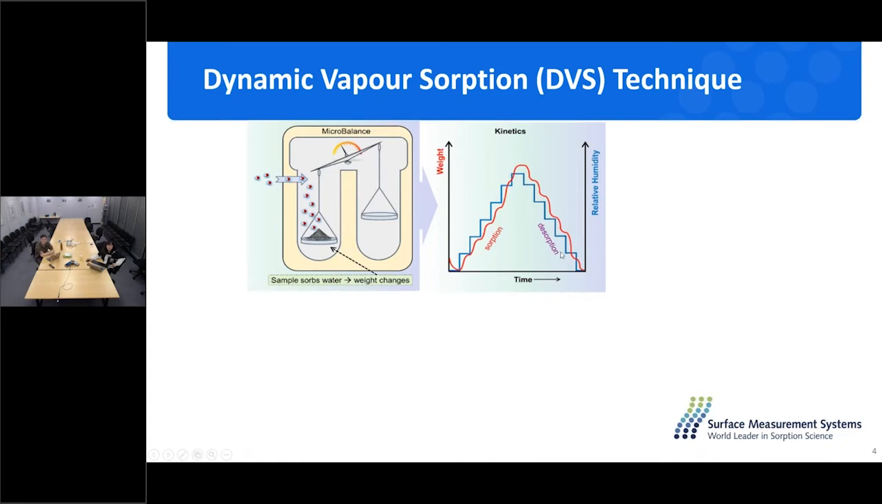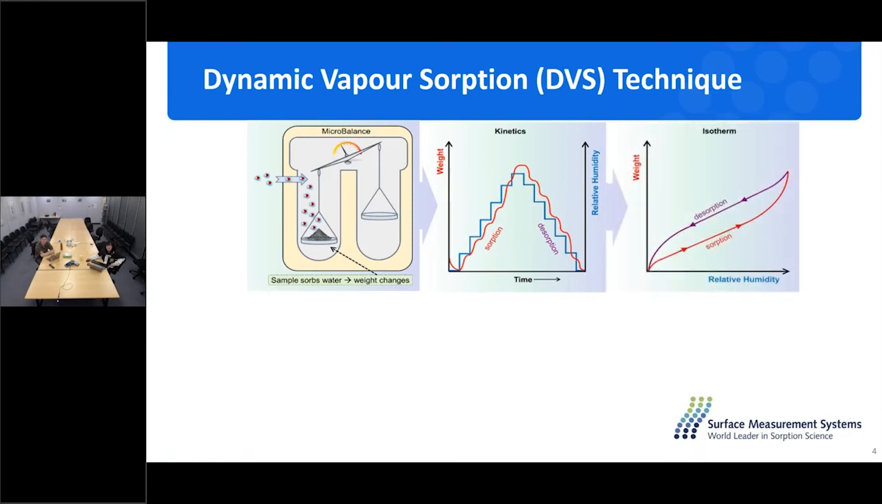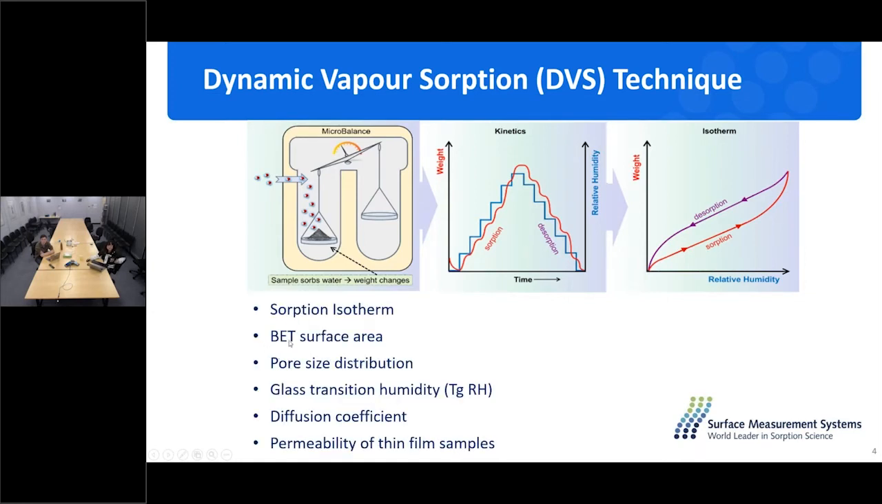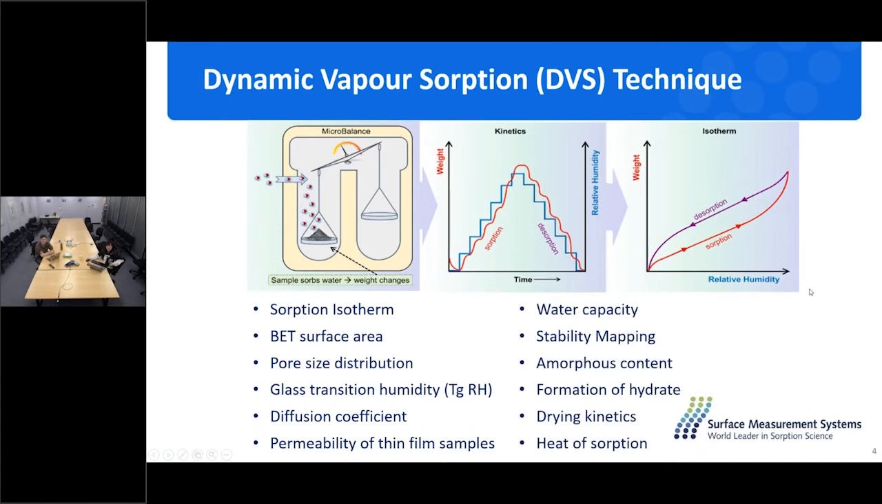the desorption. So from this kinetics information from the mass plot, we can then get the equilibrium mass change at a certain level of relative humidity and plot these sorption and desorption isotherms. So we can then predict lots of performance or physical chemical properties of the solid material from this isotherm. For example, we can calculate the BET surface area, the pore size distribution, the diffusion coefficient, or the permeability of a thin film sample. And we can also measure the water capacity, chemical stability, and physical stability of the sample at different conditions as well.